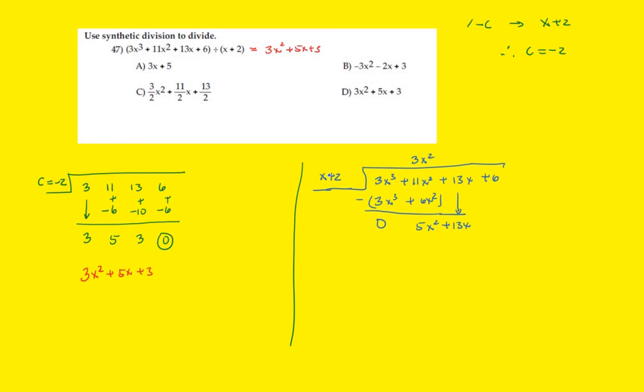Now 5x squared divided by x is going to be plus 5x. 5x times x is 5x squared. 5x times 2 is plus 10x. We subtract again. We have 0 here, and 13 minus 10 is going to be 3x. And then we drop now the 6, plus 6. 3x divided by x is going to be plus 3. 3 times x is going to be 3x. 3 times 2 is going to be 6. We subtract, and we get 0. Remainder 0. So now we know the answer was D.